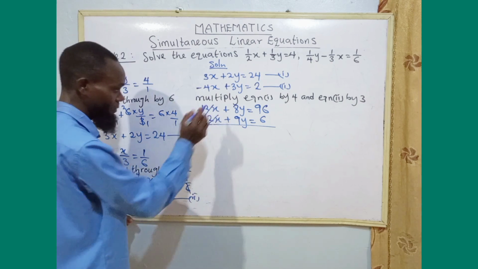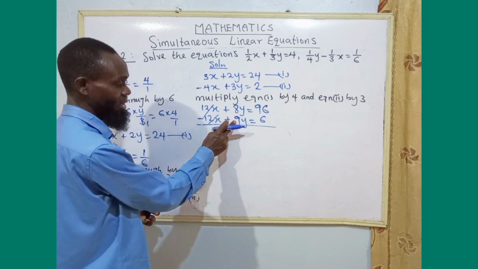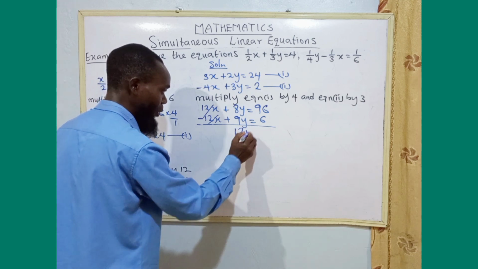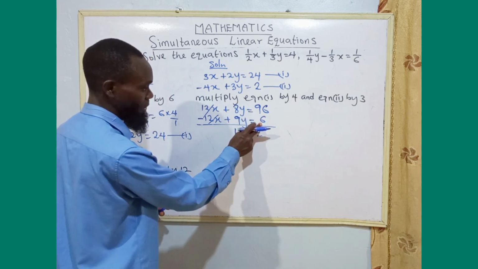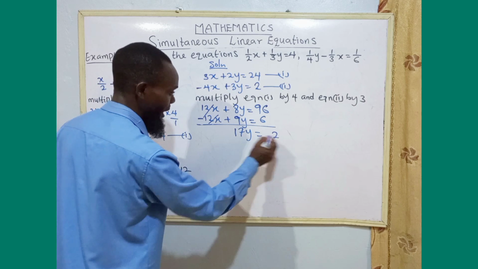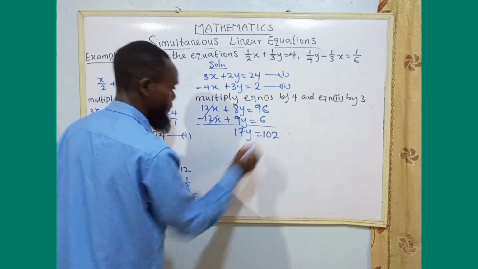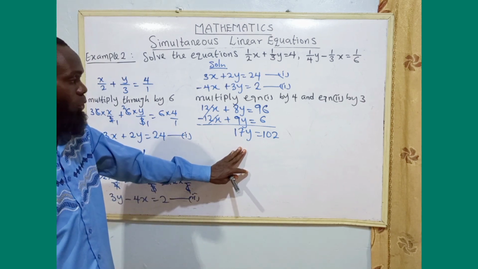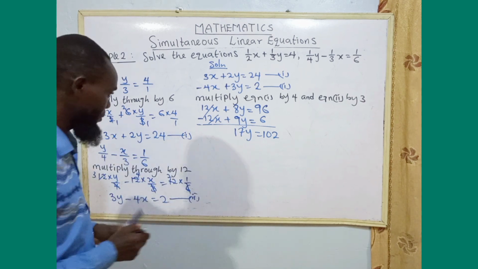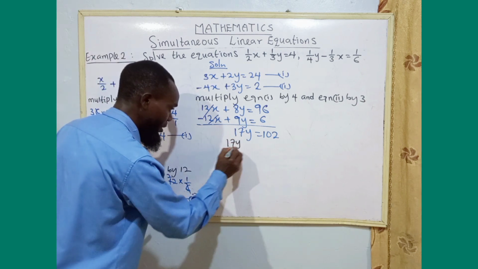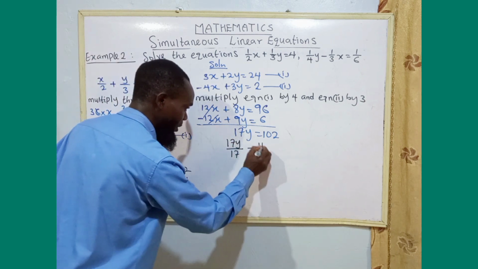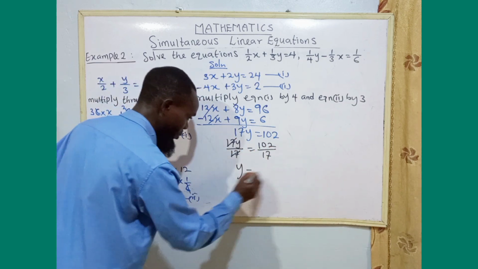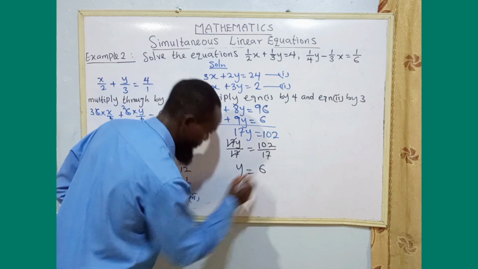So this has cancelled. Here I have plus 8 plus 9. Plus 8 naira plus 9 naira gives us what? Plus 17. 17y is equal to 96 plus 6, that is 102. Now, to look for the value of my y, I have to divide both sides by 17. 17y divided by 17 is equal to 102 divided by 17. 17 goes into 17. Y equals 6.